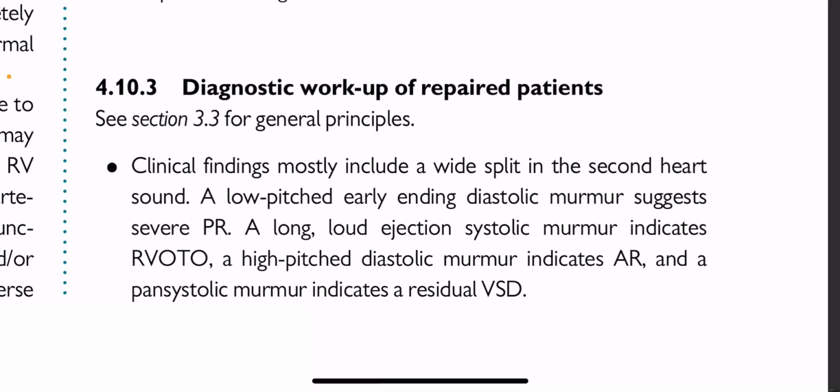Now, diagnostic workup of repaired patients. Clinical findings mostly include a wide split in the second heart sound. A low-pitched early diastolic murmur suggests severe PR. A long, loud ejection systolic murmur indicates RVOT obstruction. A high-pitched diastolic murmur indicates aortic regurgitation, and a pansystolic murmur indicates a residual VSD.